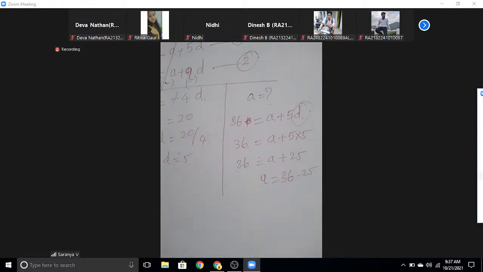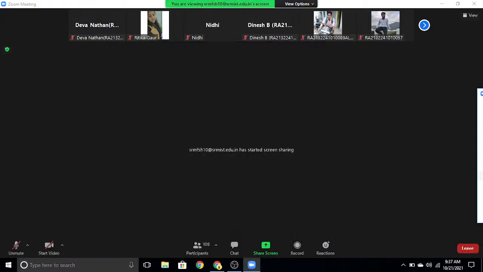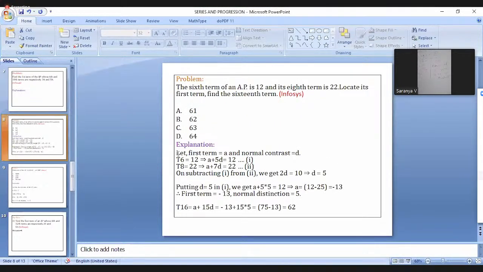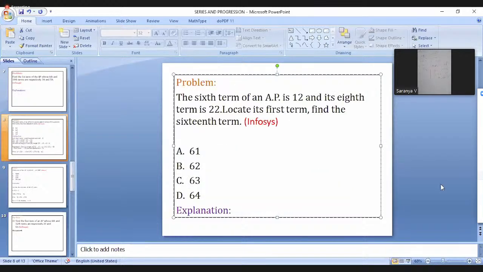So clear. Can you try the next question? Okay, in this question, you want to find the 16th term. Options are given. The 6th term of the arithmetic progression is 12, and the 8th term is 22, and that means what? Find the first term and find the 16th term. You need to find two things. First, find the first term, and then the 16th term.